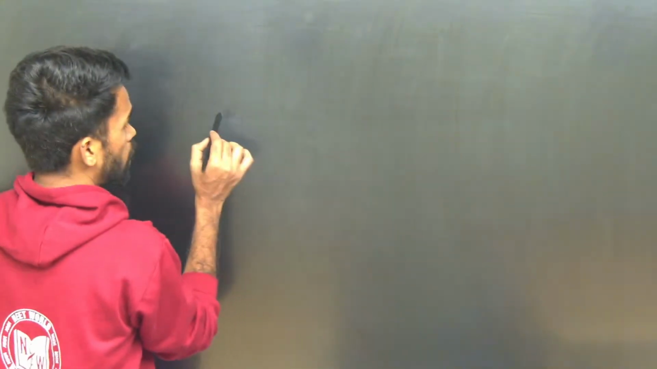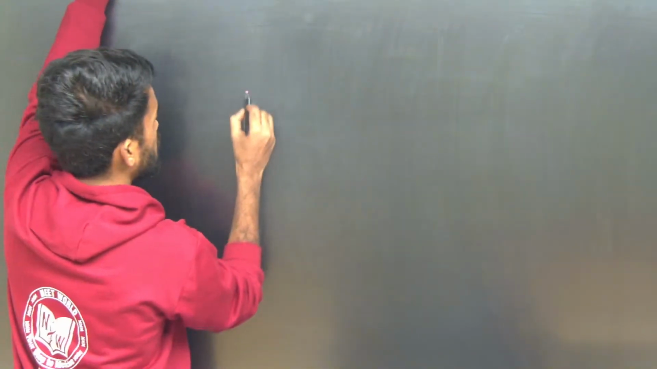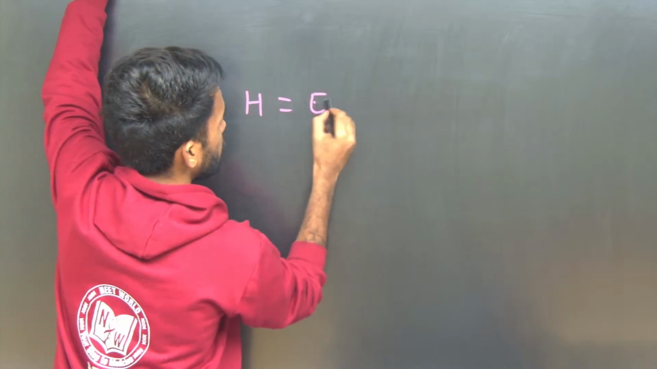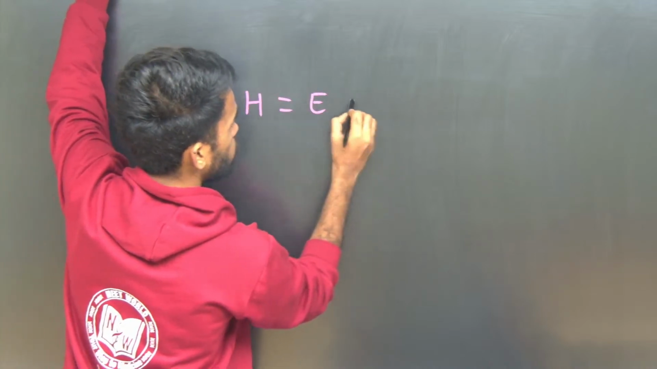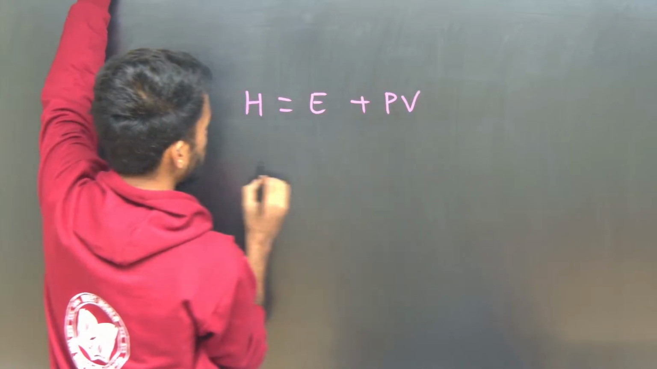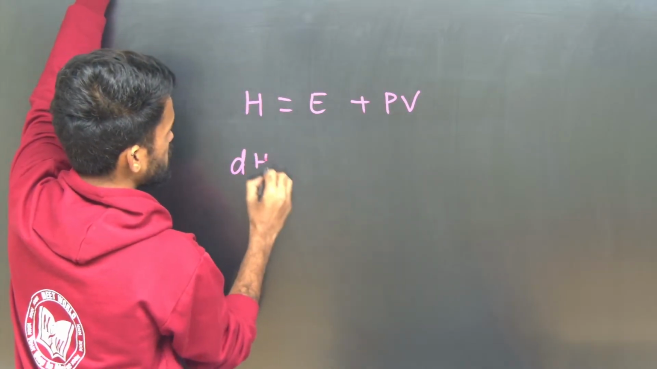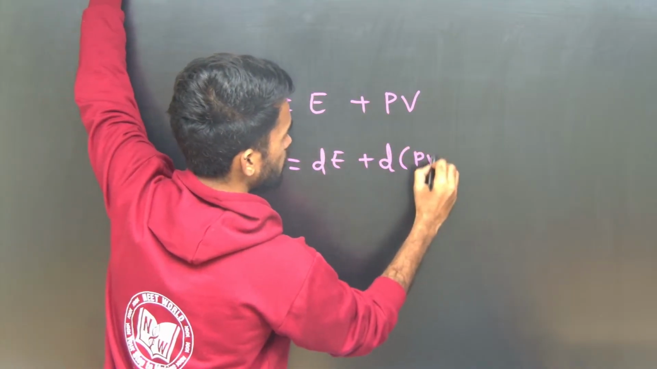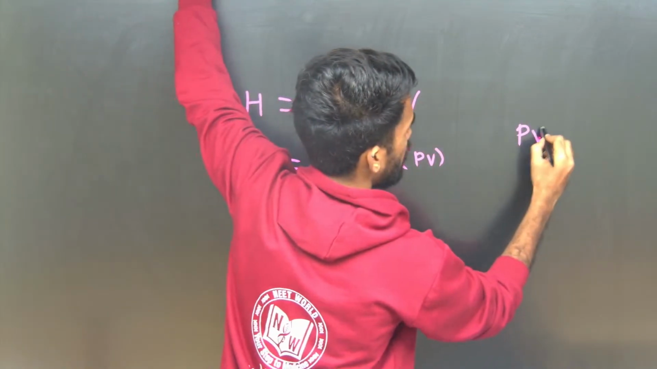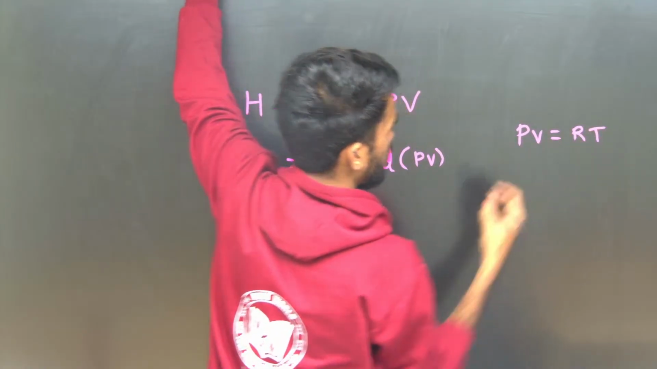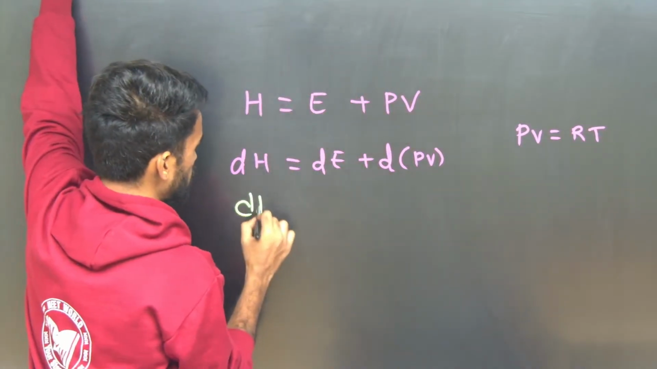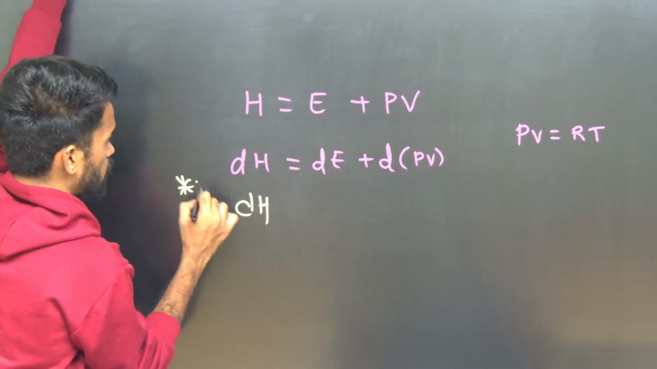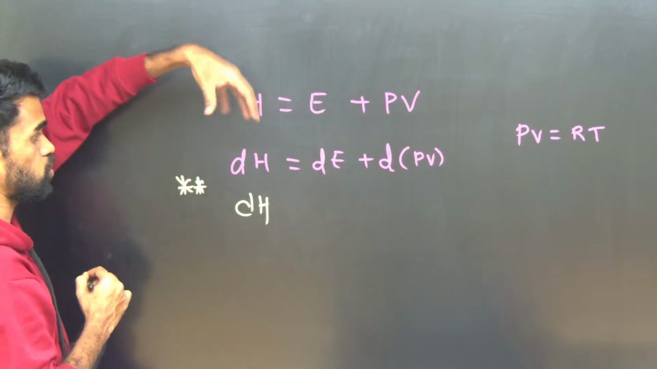We have got a relation that enthalpy is equal to internal energy, that is E or U, plus PV. Now I can write dH is equal to dE plus d(PV). In place of PV I can write RT also, for 1 mole of an ideal gas. So dH will be equal to... this is a very important relation. I am going to show you a few questions on this.